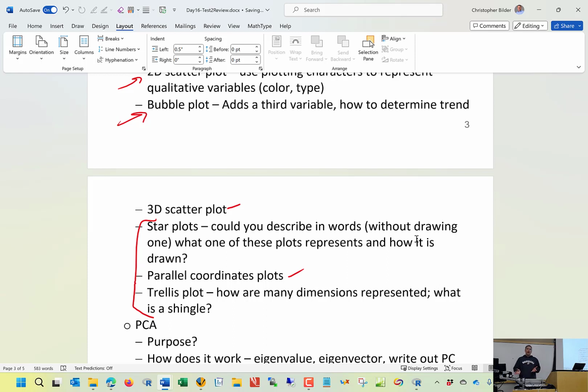Similar thing to be said about a parallel coordinates plot too, and a trellis plot. What is a shingle on a trellis plot? How are multiple dimensions or multiple variables, how do we get these extra variables on a trellis plot?